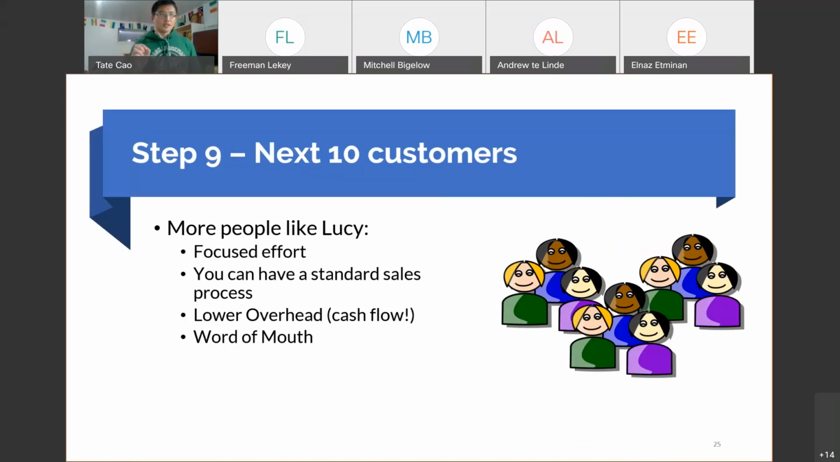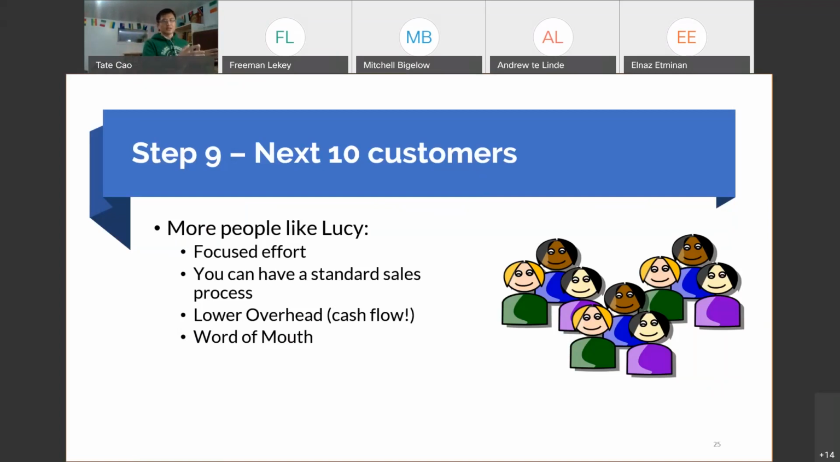And that's where it becomes really important. You have to be able to replicate your early success, right? There are many different types of strategies, and what I'm recommending here is not the only way to success, but it's an easier way in some ways. Why do you want to target more people like Lucy? Well, if you already developed a product for this person and you know there are other people like them, this is a focused effort. You can actually sell the same product you already developed.